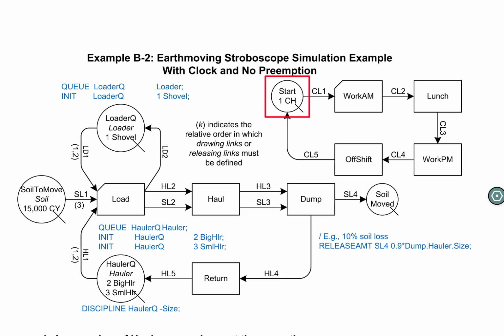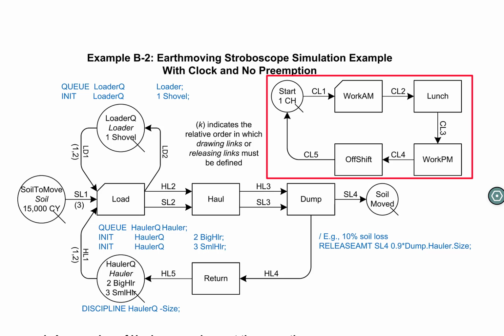The clock begins by initializing the queue start with one unit of resource. The unit of resource in this case is called CH, which stands for clock heart. It is just an artificial resource to make the clock work. There are two things to notice about this network. The first is that this subnetwork works continuously. It cannot stop. And as a result, the simulation model must have a stopping condition based on time, as opposed to expecting the simulation to end when soil to move queue becomes empty.